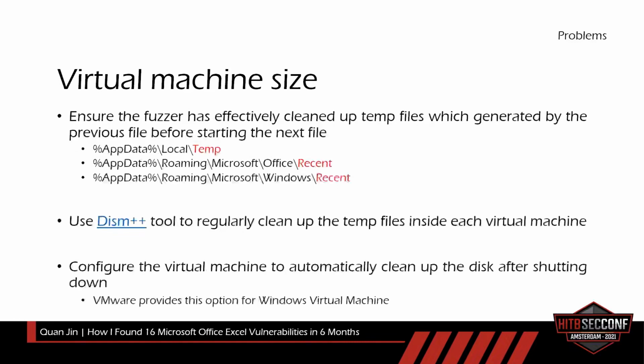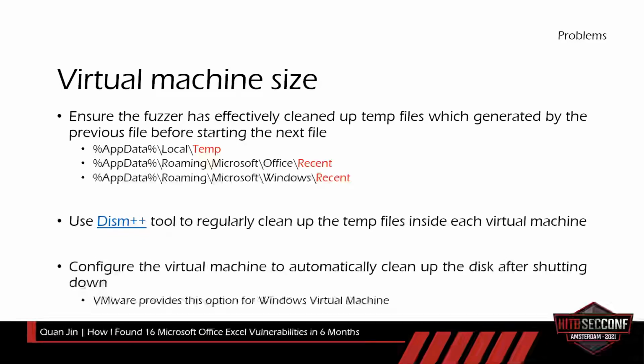In order to solve these problems, you must ensure that the current fuzzer has effectively cleaned up the files generated by the previous fuzz before starting the next file, mainly the following folders. Otherwise, once the number of file executions increases, the size of the virtual machine will explode. As a result, the fuzzer will stop.